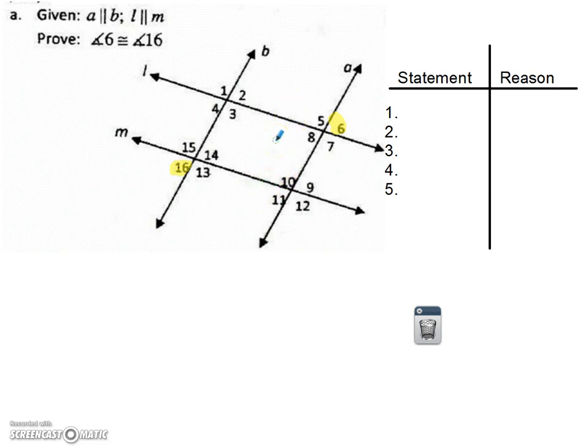Okay, visually you would think so, but they cannot be alternate exteriors because they sit on two separate transversal lines, A and B. But that will not stop us from trying to prove this theorem. We're trying to prove that these two are congruent to one another. Okay, first off, let's start with what's given.